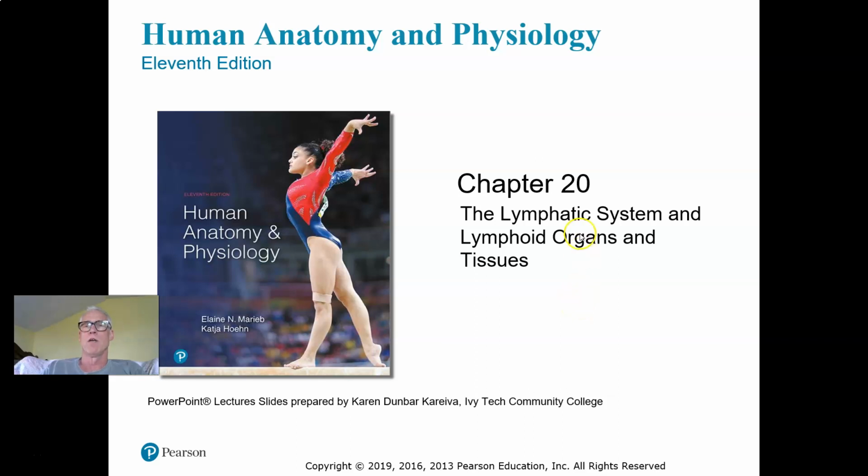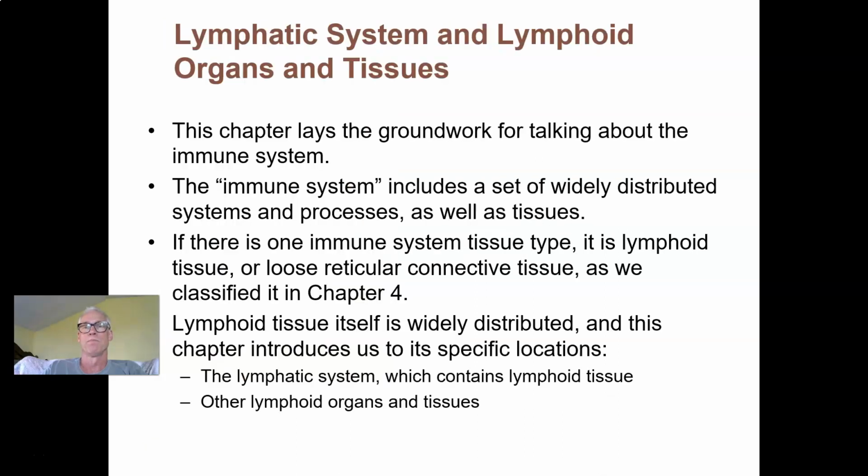Today we're going to be talking about the lymphatic system and lymphoid organs and tissues. It's chapter 20 of our Marieb's Human Anatomy and Physiology text, and it's going to kind of bridge us from the discussion that we've already had about the cardiovascular system with a discussion of chapter 21, the immune system. So this chapter lays the groundwork for talking about the immune system.